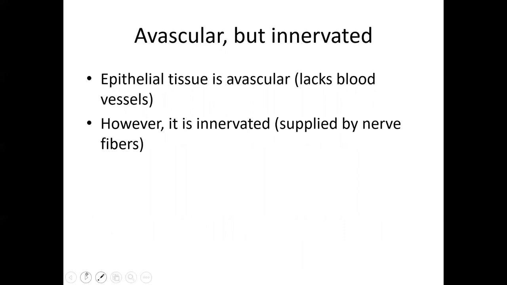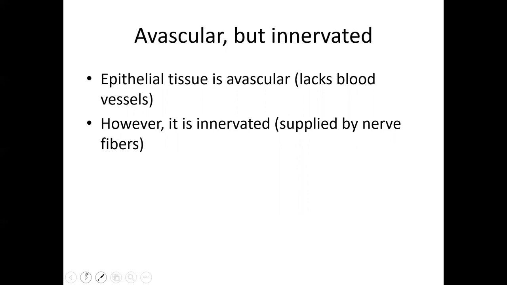Epithelial tissue is avascular. Avascular means it does not have blood vessels going through it. As I mentioned, at least the outer layer of your skin is made up of epithelial tissue. You've done this, right? You've cut yourself, but it doesn't bleed. You didn't go all the way through. Like that stupid paper cut, right? You've had those paper cuts that don't bleed. Still hurts like hell, doesn't bleed.